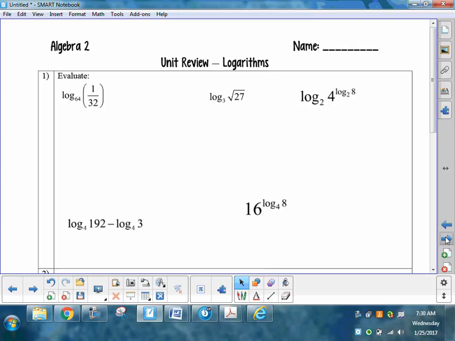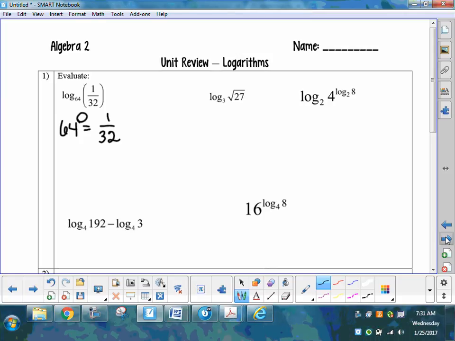64 to this power is going to give me 1 over 32. 64 to some power is going to give me 1 over 32. Has anybody got a guess as to how I can start off with 64, what power I can raise it to, to get it down to 32? What would I have to do to the 64? It's a two-step process. Peter?